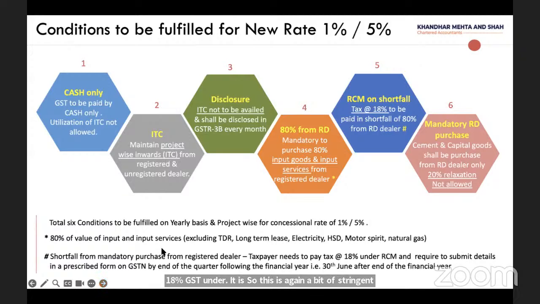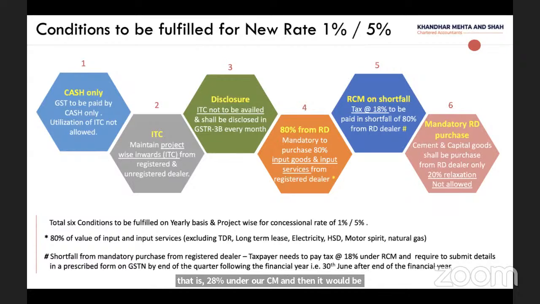Apart from that, when we say 80%, it's covering only input goods and input services. Now, in input goods, they have carved out cement, and apart from input goods and input services, there is another thing that is capital goods. So for cement and capital goods, it is mandatory to purchase from a registered dealer only. If you're not purchasing capital goods or cement from a registered dealer, there is no cap of 80% as such on that particular thing. You have to mandatorily pay at the rate of that particular goods, I mean capital goods or the cement, that is taxed at 28% under RCM, and then it would be considered as a part of that 80%.